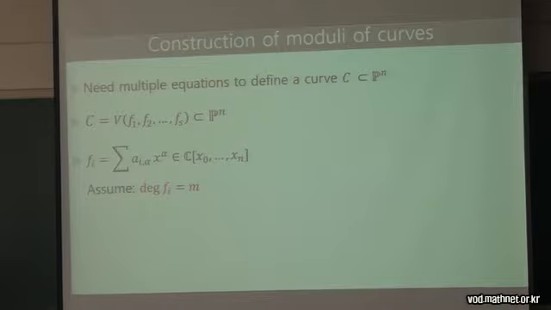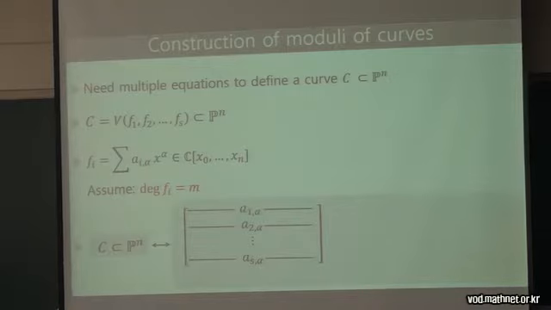Then I'm going to again look at the coefficients of those defining equations, these alphas. And I'm going to assume that the degrees of these defining equations are all the same, so that they are using the same monomials. And I'm going to start with the curve C, look at these defining equations, and look at the coefficients of the defining equations, and form the following.